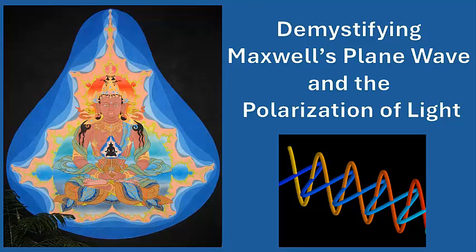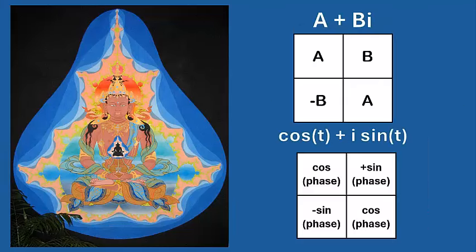In this video, we're going to be using the Helix Wave Generator software that I showed you a few videos back to help demystify the idea of the polarization of light and, indirectly, Maxwell's plane wave, which you can see right here. And this, of course, involves complex numbers, which we have been talking about extensively over the past few videos. I believe this is the most important concept to understand both mathematically and in terms of physics.